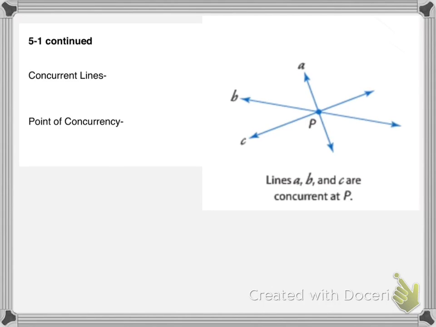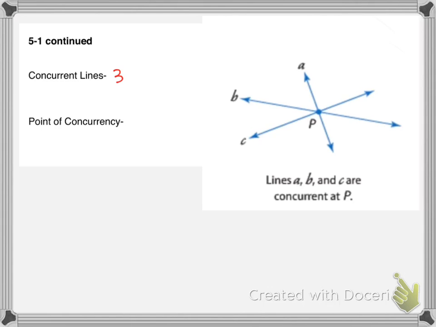So tonight we're going to be finishing up 5.1. In class we looked at perpendicular and angle bisectors and found out that some special things happen with those. Today we're going to look at those same segments in triangles and see what happens there. Before we do that, we need to define a few words, the first of which is concurrent lines.